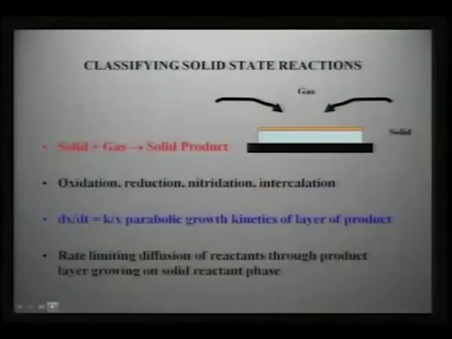For example, we can passivate a metallic layer or an oxide layer using nitrogen. So nitrogen gas can get absorbed and something like this can happen. As you keep on adding or passing gas, you can see the surface is getting modified and the growth can proceed systematically to completely convert the solid phase with the gas that you are passing. So rate limiting diffusion of reactants through the product layer growing on the solid reactant phase can be achieved using this sort of solid gas reaction.